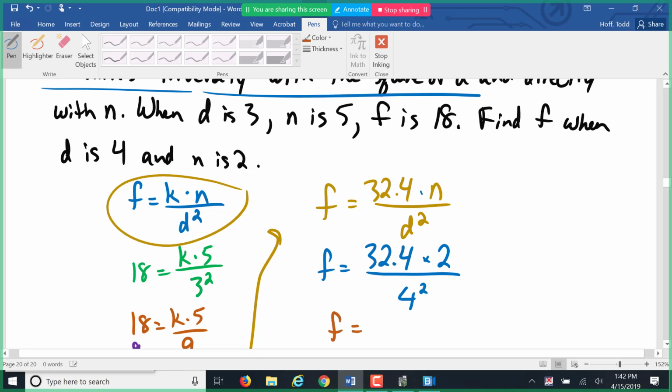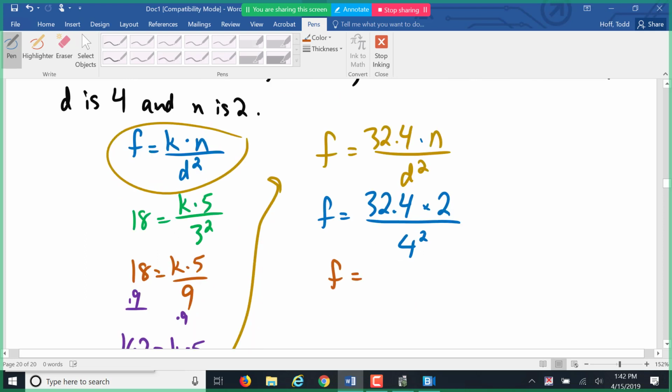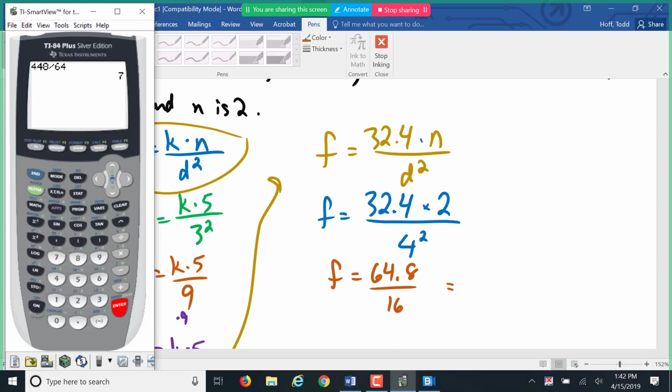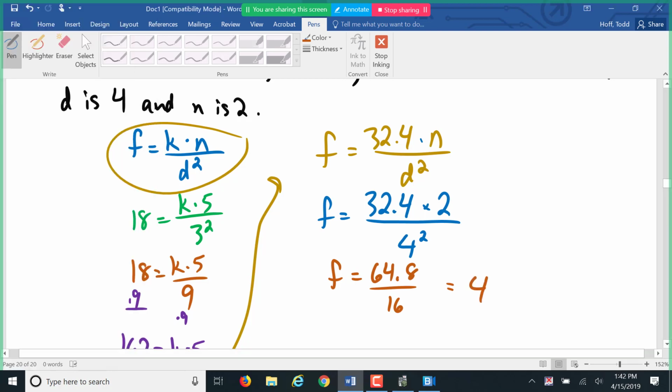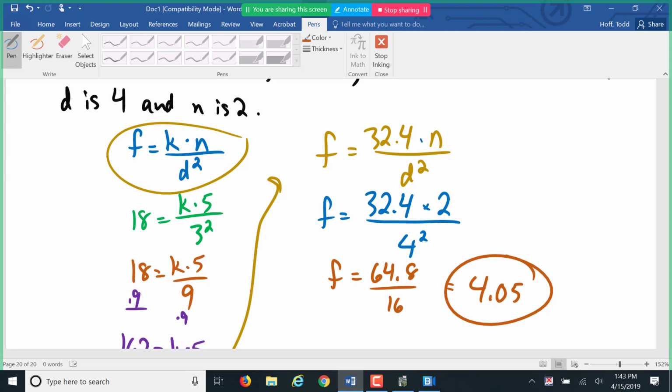I'll do the top first. 32.4 times 2 is 64.8. On bottom, 4 squared is 16. 64.8 divided by 16 should give us 4.05. Good. If you get 4.05, any questions on how we do these?